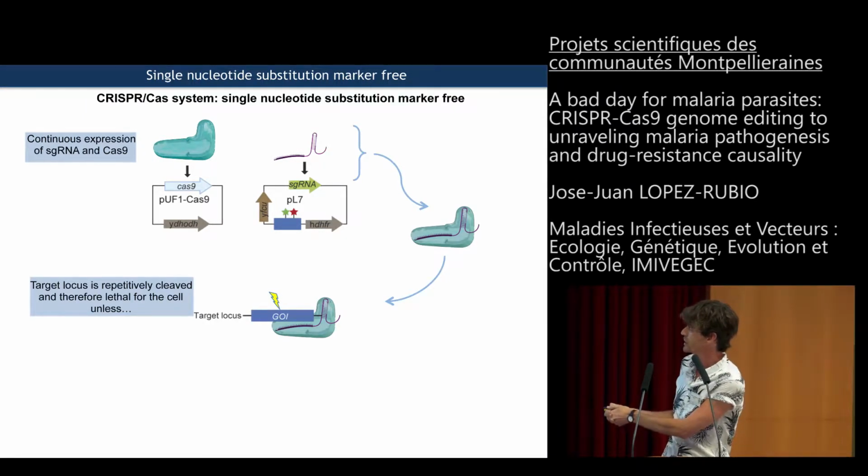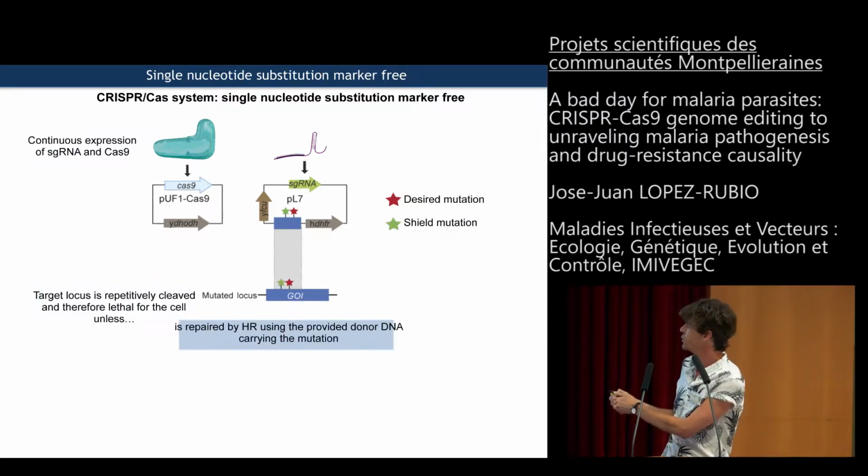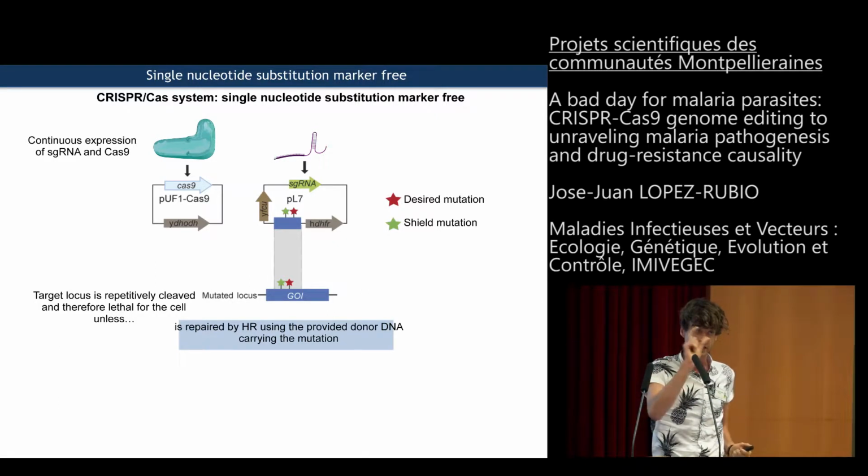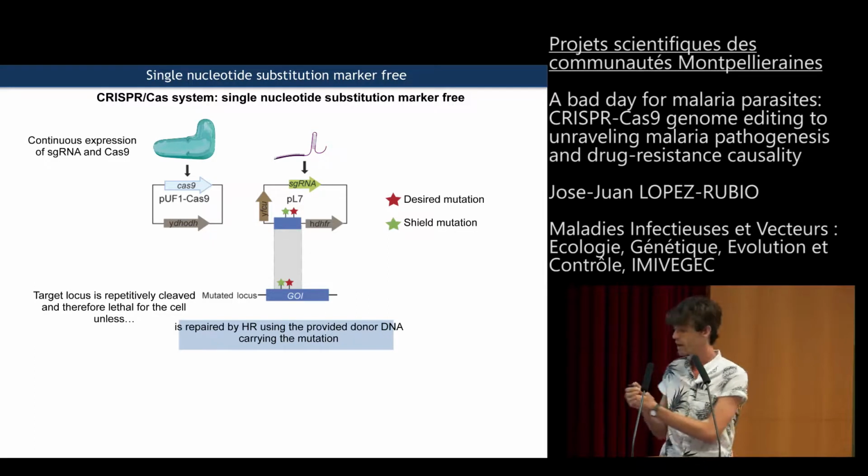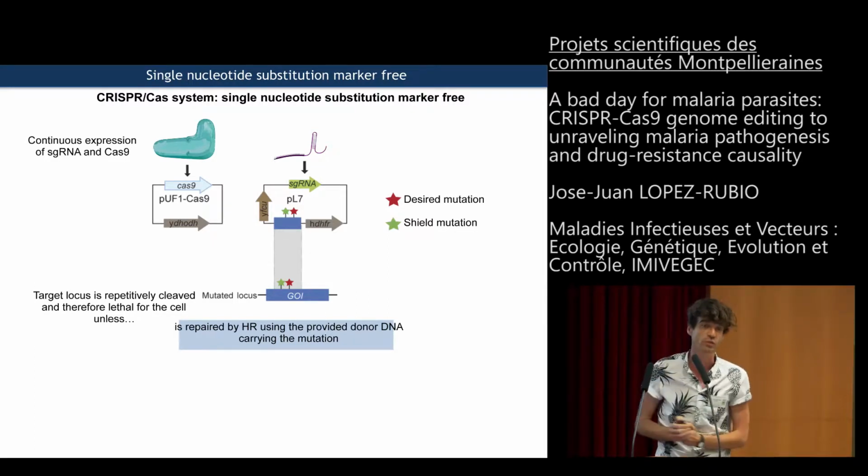So the Cas9 will provoke the double-strand break. The double-strand break is lethal. The cell needs to repair the double-strand break. It will use the donor DNA. And in the donor DNA, we have the desired mutation, this change of leucine to alanine, but we have an additional mutation, what we call the shield mutation.